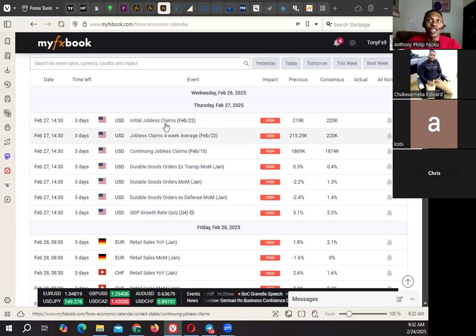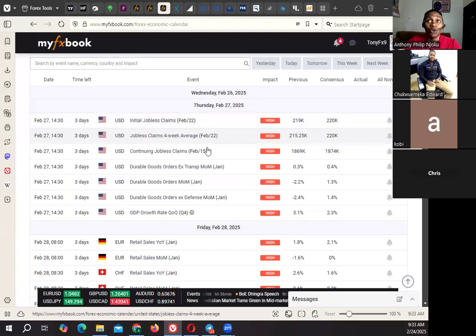Then we have the initial jobless claims. That's the next important one. It has to do with those who are filing for jobless claims insurance benefits. Over here, it is 220K, which is higher than the previous of 219K, which is bad for dollar. If you see a figure lower than 220K, it is good for dollar. If you see a figure higher than 220K, it is bad for dollar.